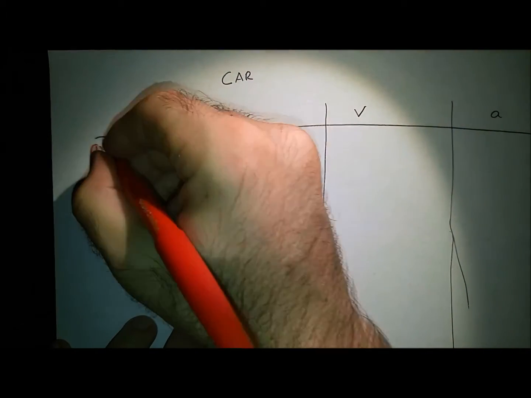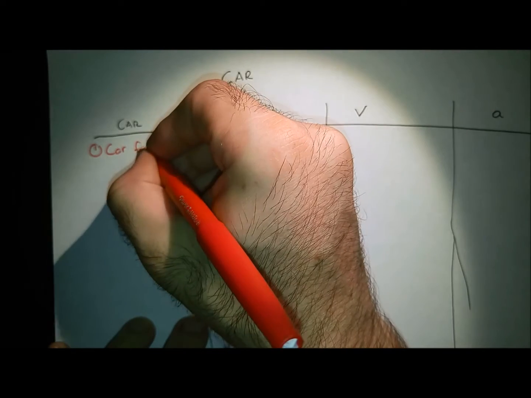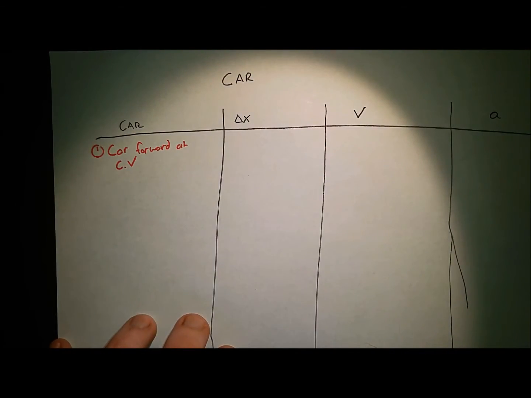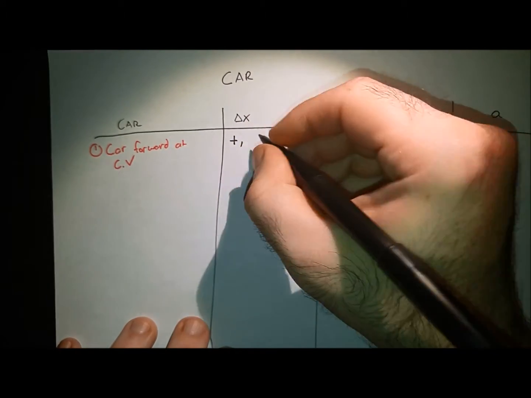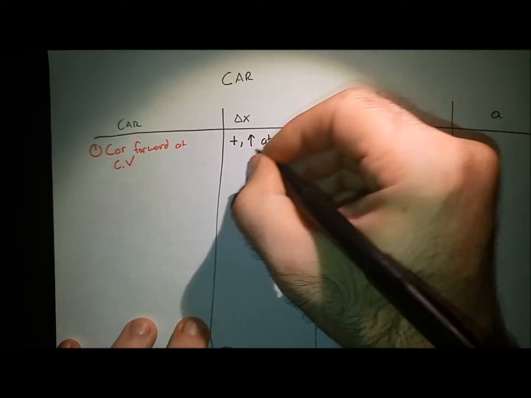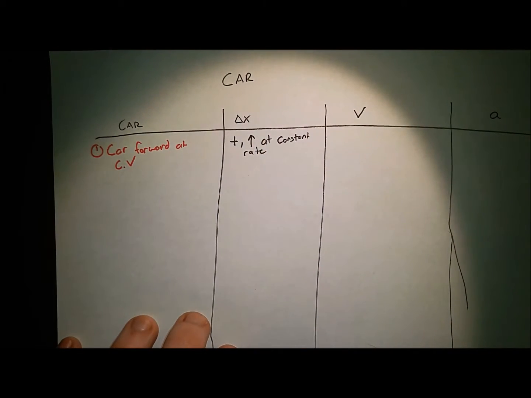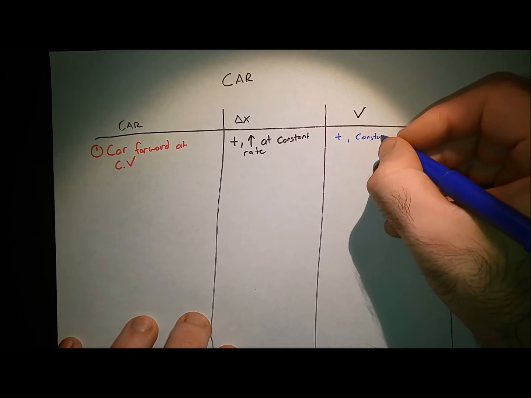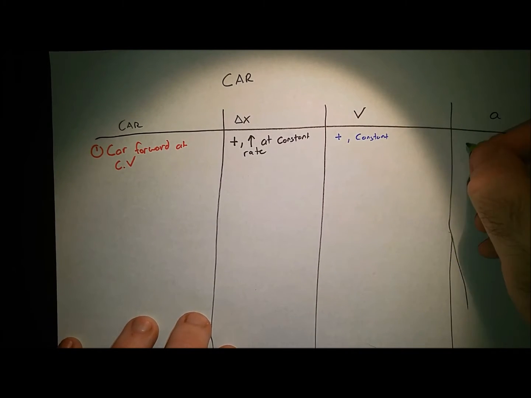My bad. The first case is a car going constant velocity forward, which means its displacement is positive because it's getting further from its start. And the amount every second it gains in distance is the same. So the displacement is going up at a constant rate. The velocity is positive, and it's a constant. It's not changing, so the acceleration is 0.